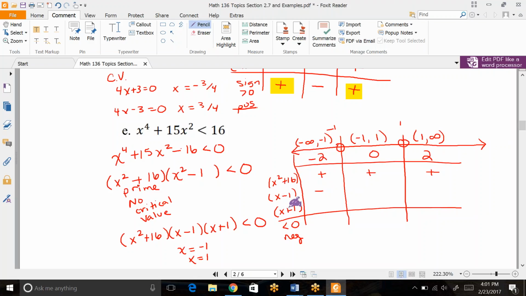-2 minus 1 is -3. -2 plus 1 is -1. 2 negatives make an overall positive. 0 minus 1 is negative, 0 plus 1 is positive, 1 negative would be negative. 2 minus 1 is positive, 2 plus 1 is positive. So 3 positives make a positive. We wanted less than 0, so there's only one interval that works in the real numbers, which is -1 to 1. Now let's actually show you graphically what happened with this because I think it's interesting.